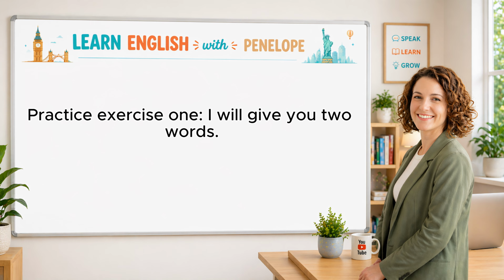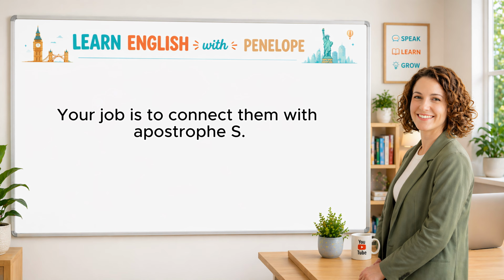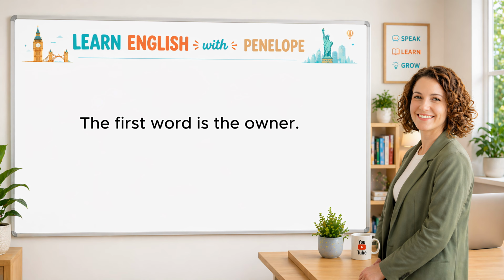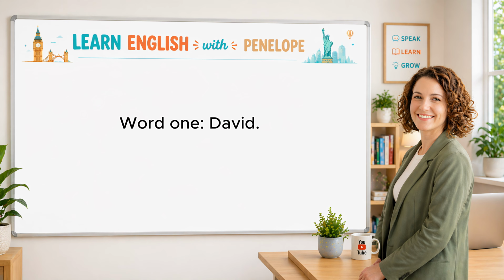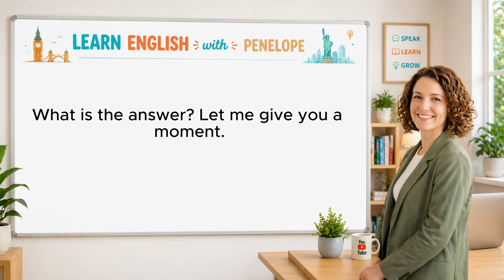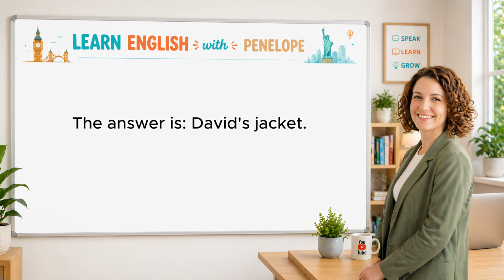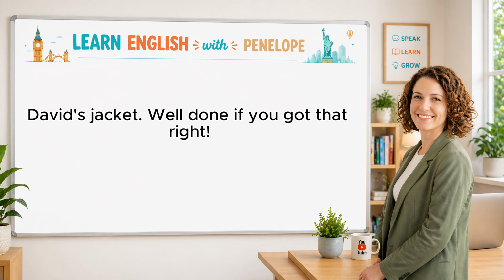Practice exercise 1. I will give you 2 words. Your job is to connect them with apostrophe S. The first word is the owner. The second word is the thing they own. Word 1, David. Word 2, jacket. What is the answer? Let me give you a moment. The answer is David's jacket. David apostrophe S jacket. David's jacket. Well done if you got that right.